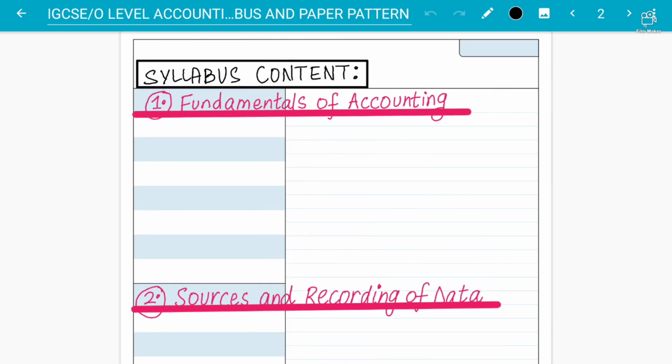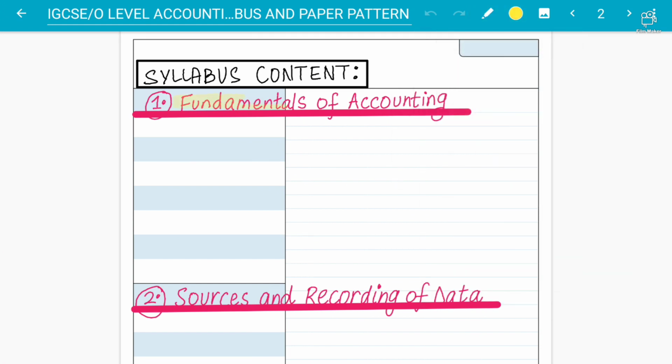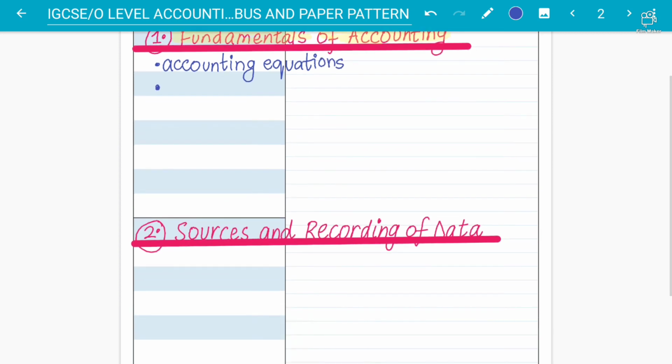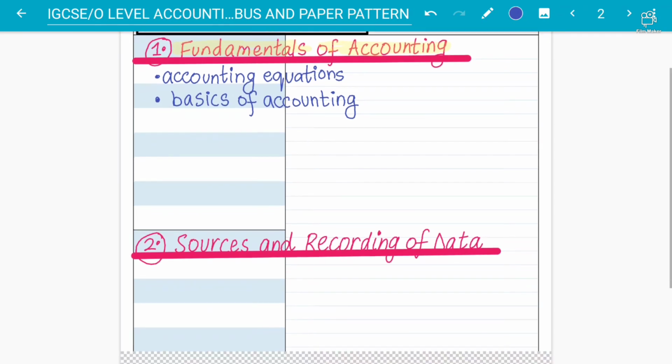Section number 1 is the basics that students study in grade 9 or grade 10, from the starting point. It is on the fundamentals of accounting, where you must know about the accounting equation, the definitions and key terminologies, the purpose of accounting, and bookkeeping. It covers the definitions of assets, liabilities, equity, capital, expenses and revenue. So the first section is very simple, very small, and very easy as well.